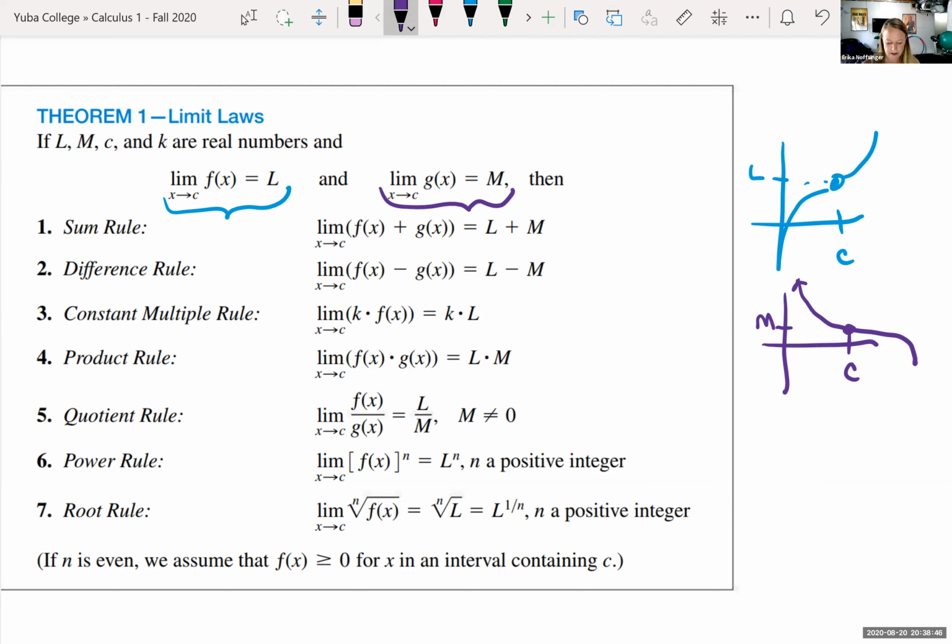If n is even, we assume that f of x is greater than or equal to 0 for the interval containing c. They're just talking about our radical. Because we're talking about real numbers, we can't think of a square root of a negative number. It would give us back an imaginary number. And so to keep it consistent with this theorem, we have to put that stipulation that if that's an even power, then whatever's underneath that function has to be bigger than or equal to 0.